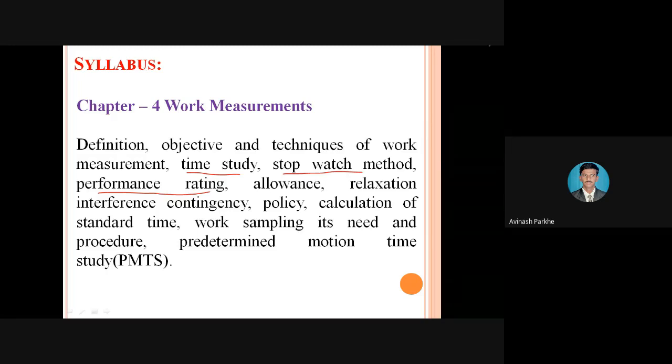Whenever the operators are converting that raw material into the finished goods, we have to go for checking the performance rating of that operator, because sometimes some machines are manually operated, some are semi-automatic, and even some are fully automatic. But even in that, a human or an operator is required, at least to start the machine, to stop the machine, to hold the job, to remove the job. That means without an operator, without a worker, it is not possible to start the machine.